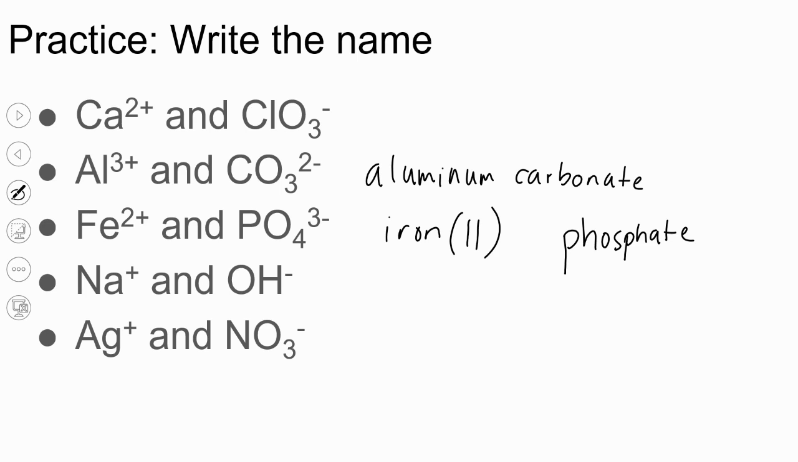Questions on that? Do you want to do one more? Yeah. Okay, how about this one? The last one. Silver nitrate. Good. Silver, nitrate. Do we have to specify the charge? No, because silver is one of those metals that always forms +1. So we don't have to put the Roman numeral. Okay, are you okay there?